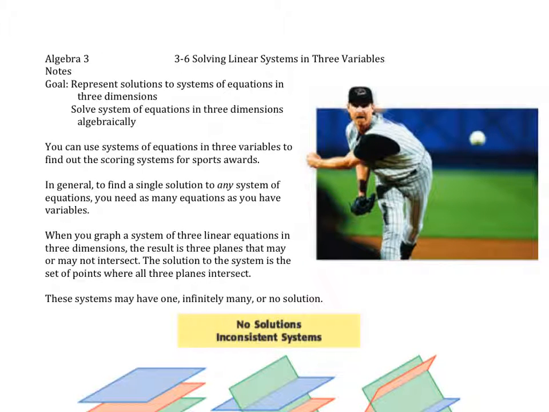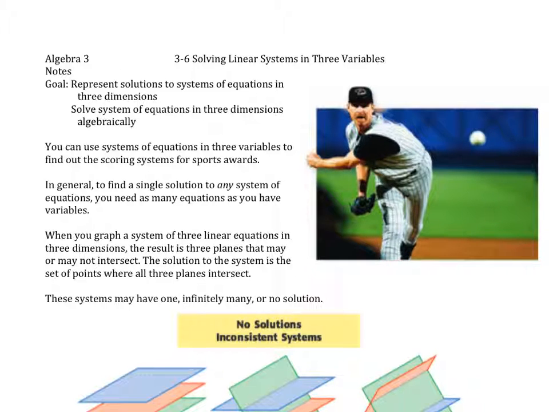Lesson 3.6, solving linear systems in three variables. We can use systems of equations in three variables to find out scoring systems for sport awards. You'll see an application for prizes at a winter fair: first, second, and third place.